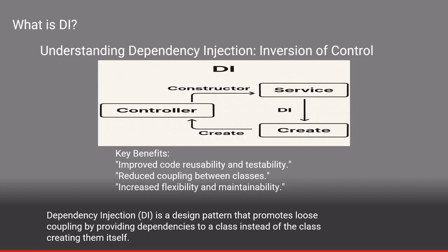Dependency injection is a technique where a class receives its dependencies from external sources rather than creating them itself. This promotes loose coupling, making your code more modular and easier to change.